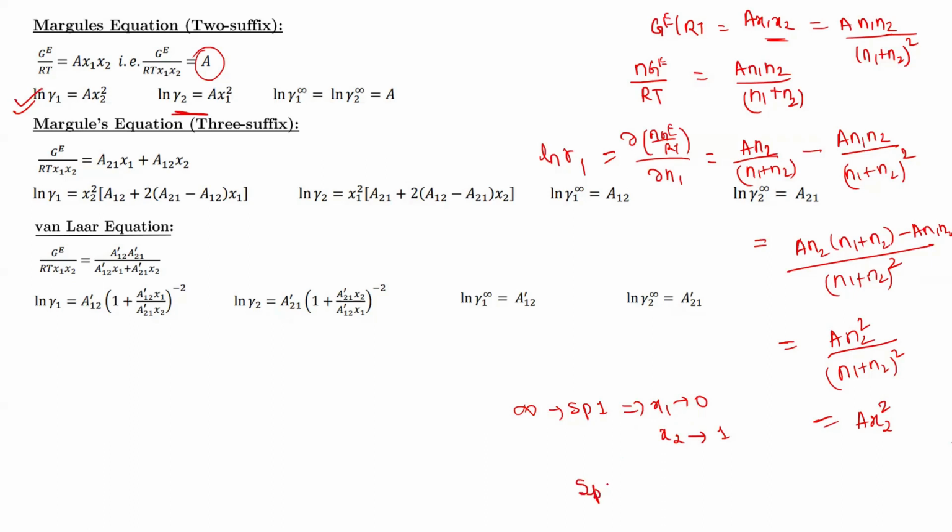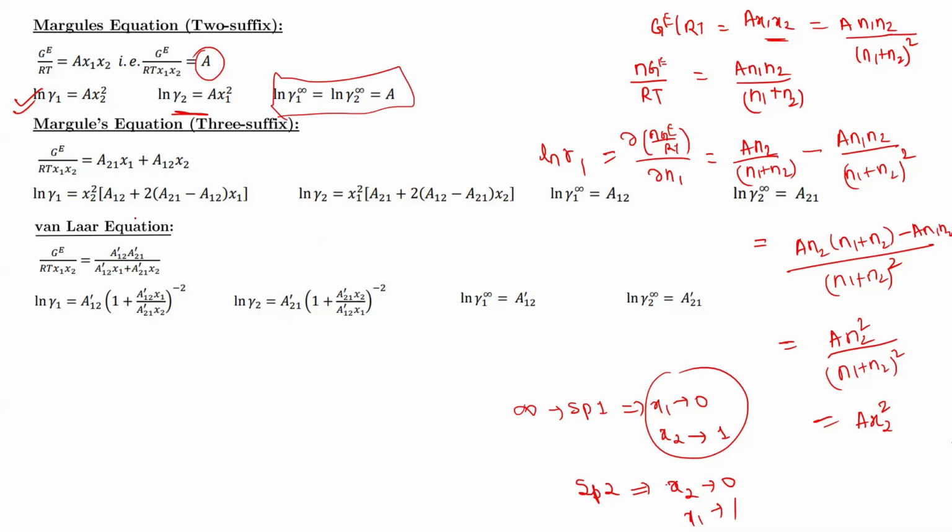And if I am infinite diluting for species 2, then x2 tends to 0 and x1 tends to 1. So if this is applied here, if I have gamma 1 infinity, then x2 will be 1. So that's why this is going to be A, which is written here. Okay. So infinite dilution is understood in that way.